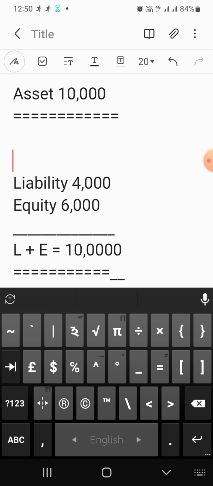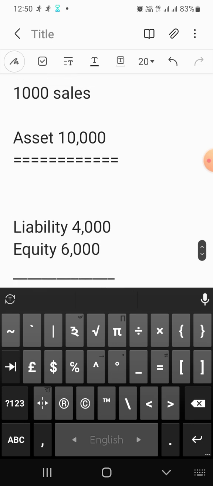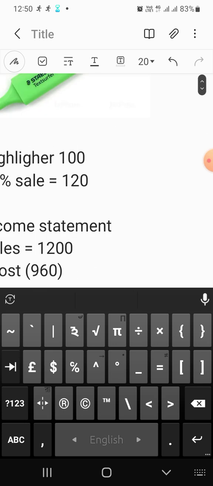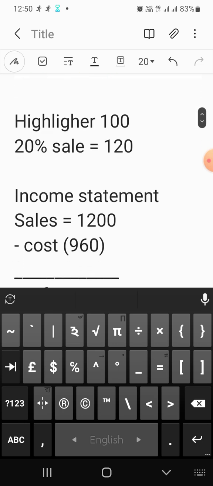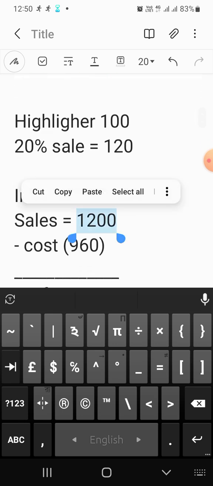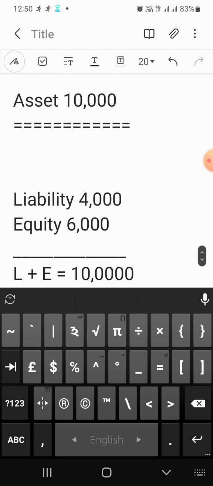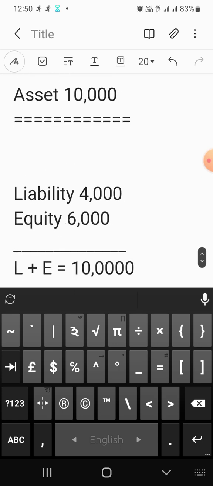And when is this scenario? This is the scenario of January. That means I am selling highlighters of 1,000. So when I am selling that, okay, I will boost my sales of highlighter. I want to sell 20% more. That means my sales amount will not be 1,000 taka. It will be 1,200 taka. So now the question is, can I really boost my sale whenever I want?